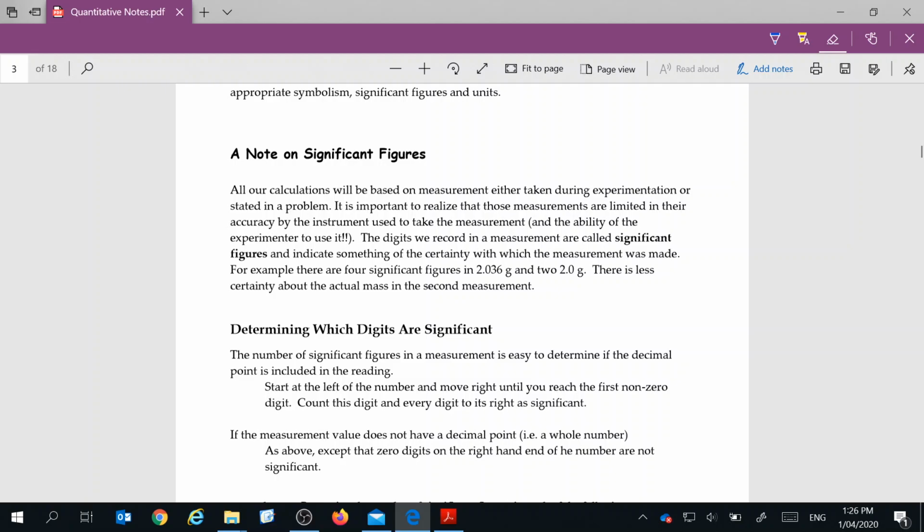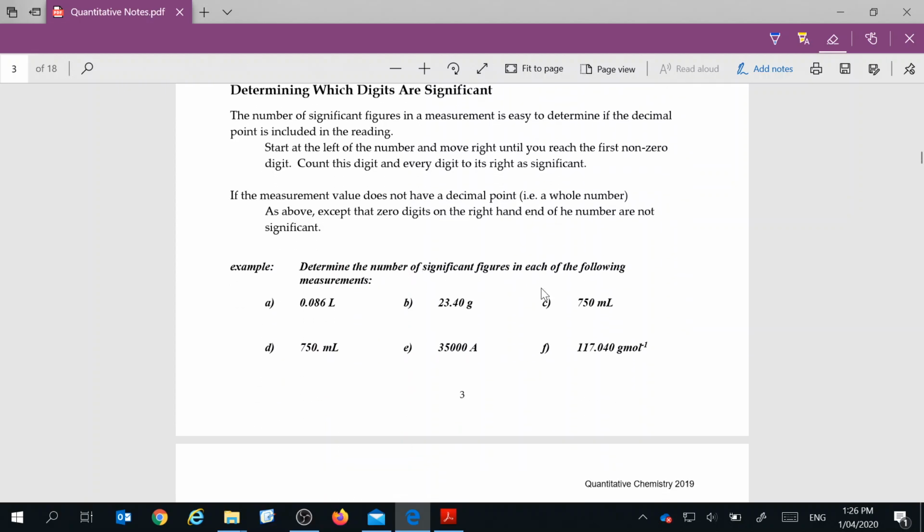So firstly, we're doing a bit of a recap. Most of this is actually phys sci recap, so you should be able to do most of it without me, really. But starting on significant figures, determining what's significant. So you start at the left of the number, you find the first non-zero number, and then you count how many numbers there are to the right. You do that for any number that has a decimal place in it. If it doesn't have a decimal point, it's a whole number. You count the first number that's non-zero, you keep going, you don't count zeros on the end.